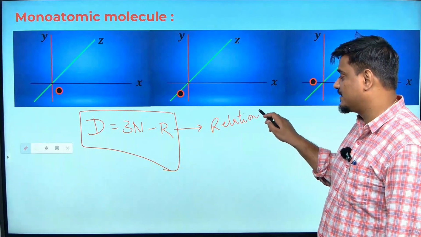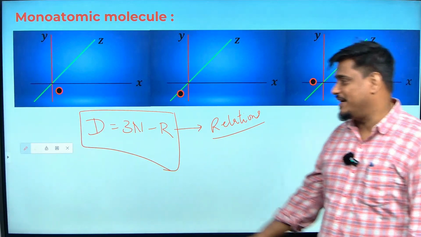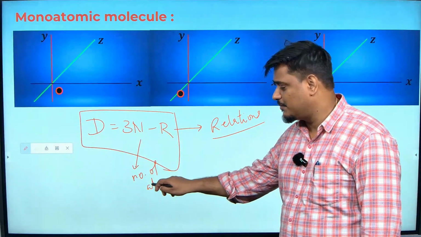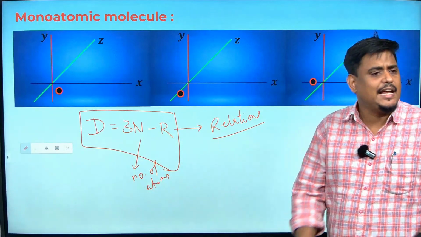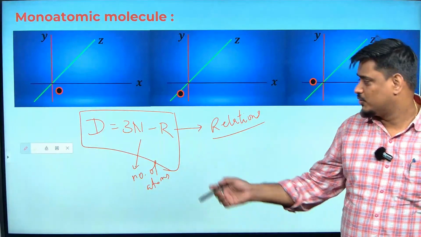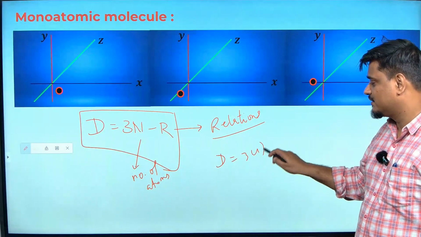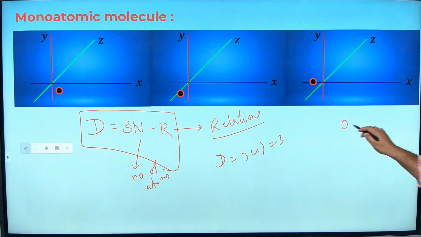Any kind of gas. Degree of freedom: N is the number of atoms. Here I have only one atom. It has no relationship with any other atom. So R is 0. So what is the degree of freedom? 3 into 1. How much is that? 3.